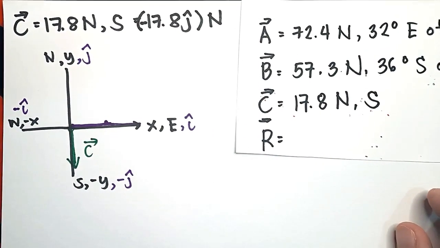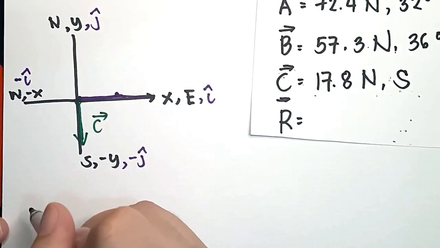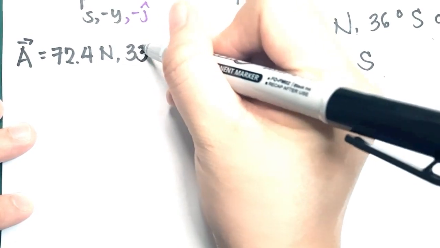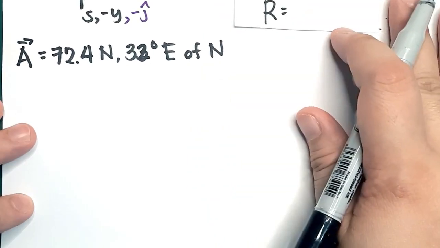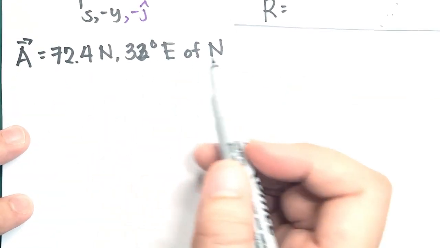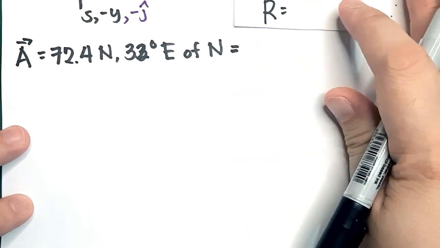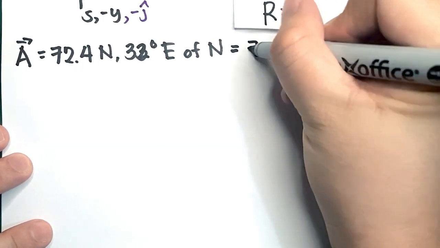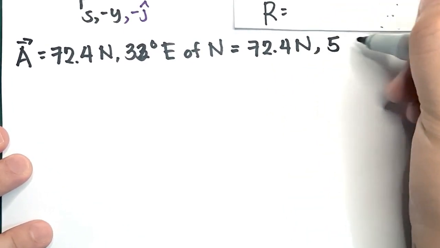Let's go to another one. Let's have the example of vector A. Our vector A is 72.4, 32 degrees of north. In this type of problem, where there is a combination of polar angle and directional angles, I have to convert this first to polar coordinate angles, since we already solved this one last time. So this is also 72.4 Newton, 58 degrees.